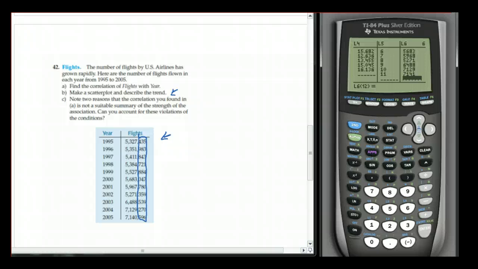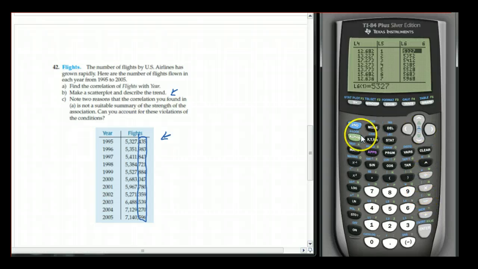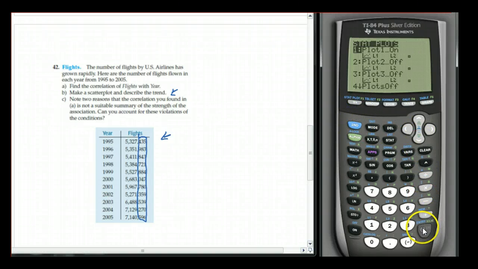Part A is find the correlation of flights with the year, and B is make a scatter plot and describe the trend. I'm going to do B first because I think that's a natural way of doing this. So let me just do a scatter plot first. Second function, stat plot, and here we go. Except this time it's going to be L4 and L5. No, L5 and L6. Oh, I forgot already. Okay, let me check. Yeah, L5 and L6. So, list 5 and list 6.